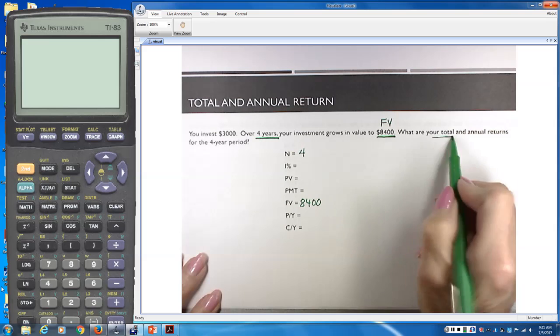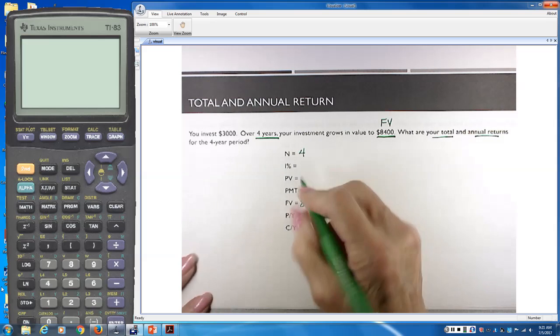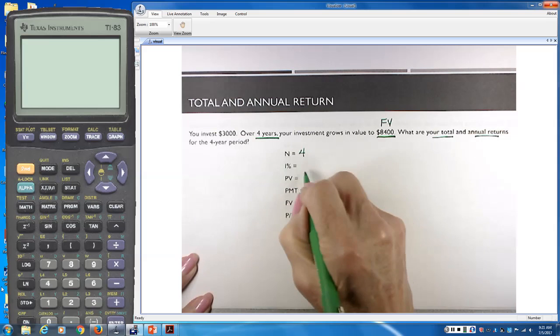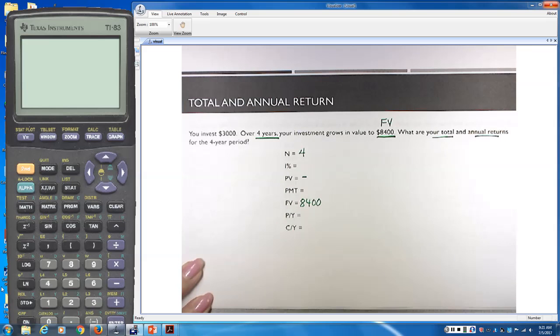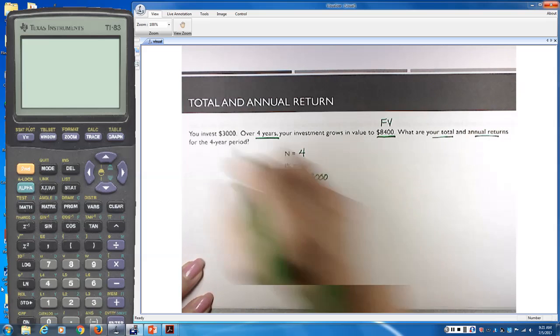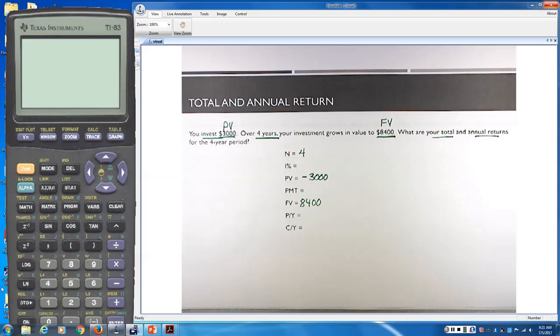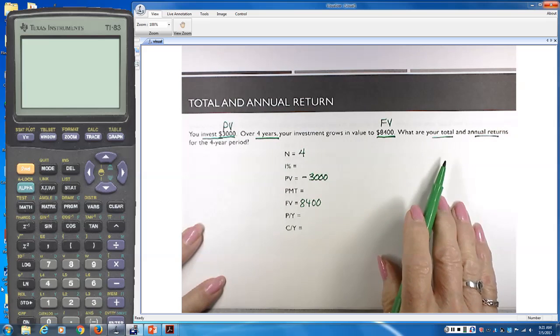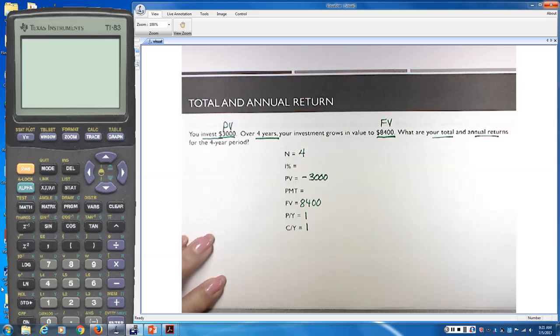What are your total and annual returns for the 4-year period? Okay, your initial value is your initial deposit, which is going to be negative because you're spending the money, $3,000. What you invest is your present value. We're going to assume that the payments per year and the compoundings per year is going to be 1.